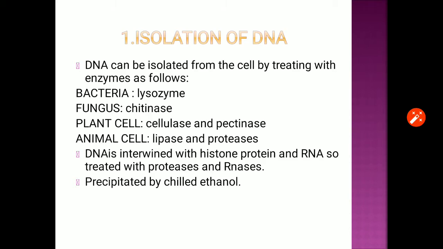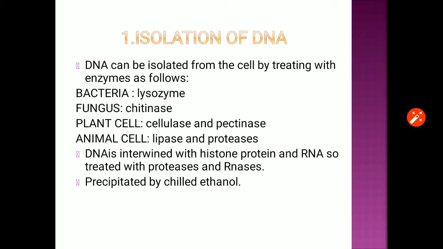Now about the process. The first process is isolation of DNA. DNA can be isolated from the cell by treating with enzymes. If the cell is bacteria, then we will treat it with lysozyme to dissolve the cell wall, and for fungus we'll use chitinase to dissolve the cell wall. If there is a plant cell, we'll use cellulase and pectinase, and if there is an animal cell, we'll use lipase and proteases. So all these enzymes are specific for a particular cell to dissolve the cell wall and the cell membrane to get the DNA.